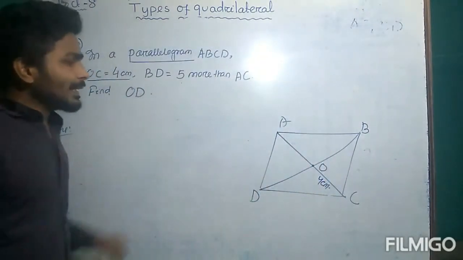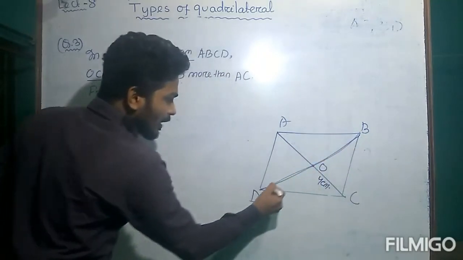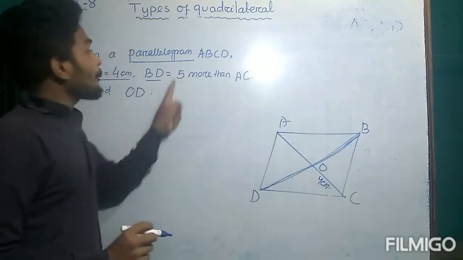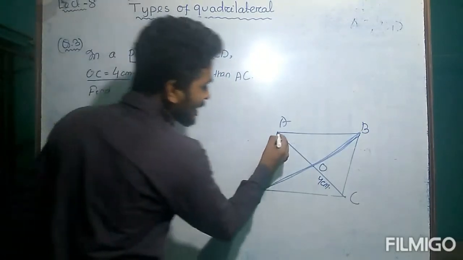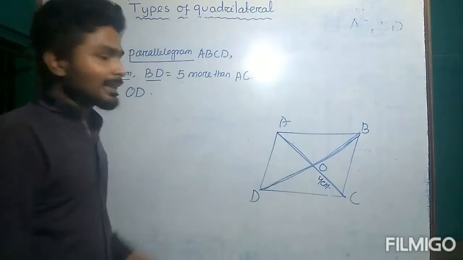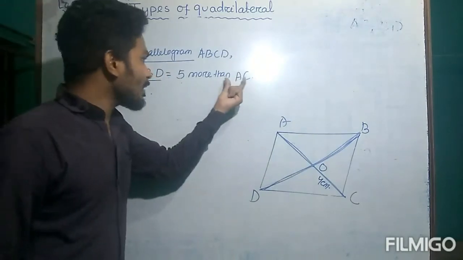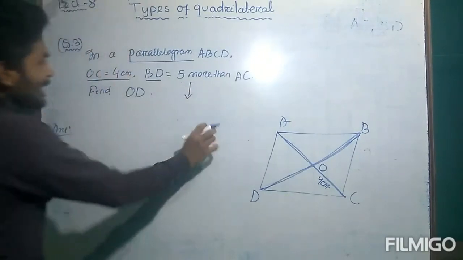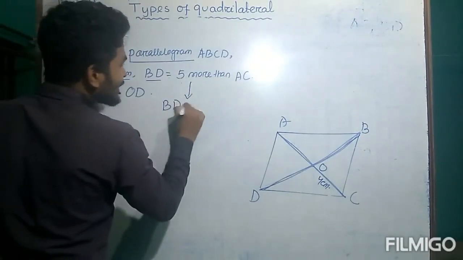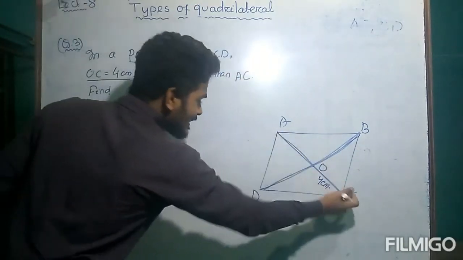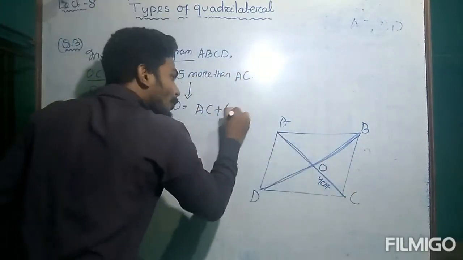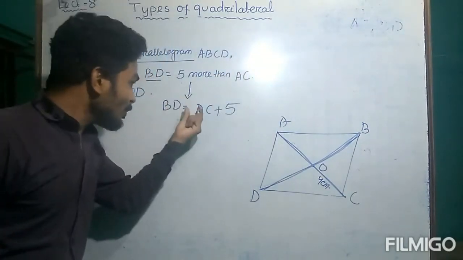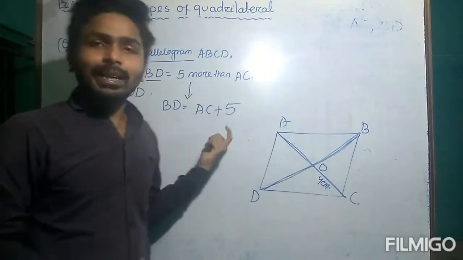Next, BD. BD means the total diagonal, this diagonal BD. BD is equal to 5 more than AC. AC is the other diagonal. Symbolically we can write BD is equal to 5 more than AC. So AC plus 5. Understood? BD is equal to AC plus 5 means BD is 5 more than AC.